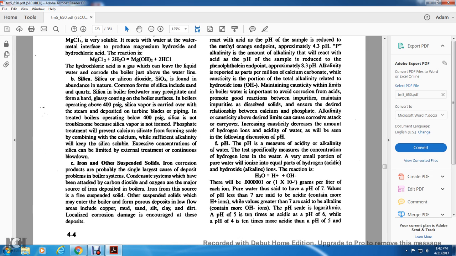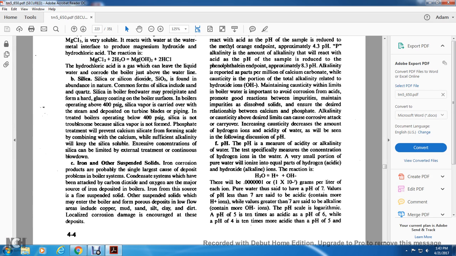pH measures the acidity or alkalinity of the water. The test specifically measures the concentration of hydrogen ions in the water. A very small portion of pure water ionizes into equal parts of hydrogen (acid) and hydroxide (alkaline) ions. The reaction is H2O equals H+ plus OH-.